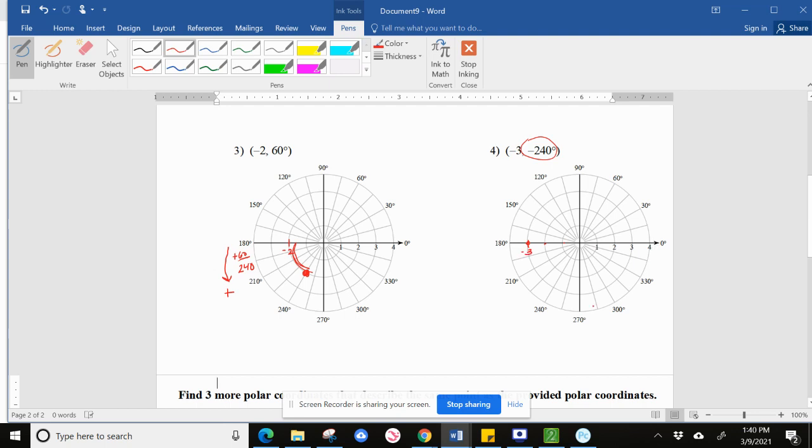Now, from 0, we generate negative angles in this direction. So when I'm at 180, if I want to generate a negative angle from this axis, I would go in this direction. 240 degrees. Well, that's negative 180. I need 60 more, right? That would put me at 300. So from here all the way around, that right there is negative 240 degrees.